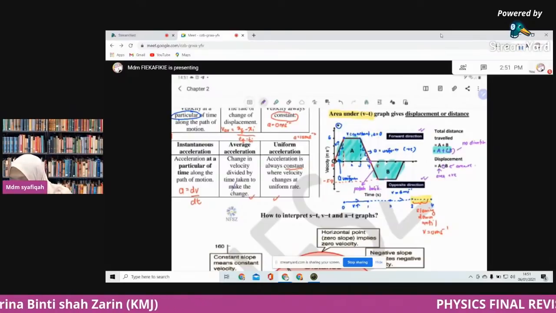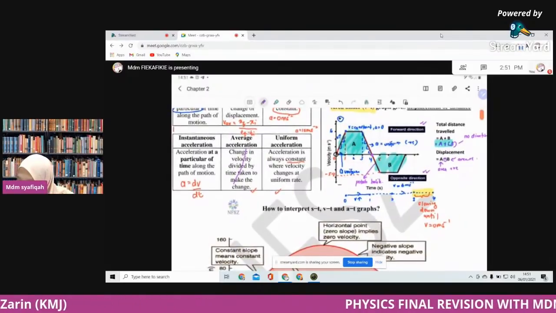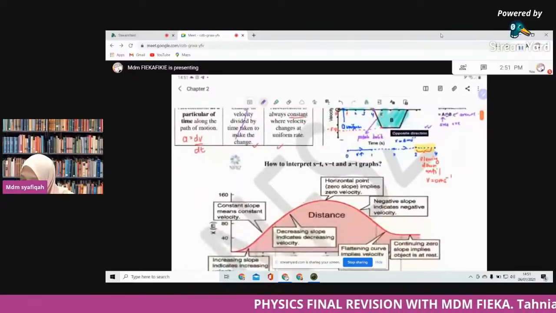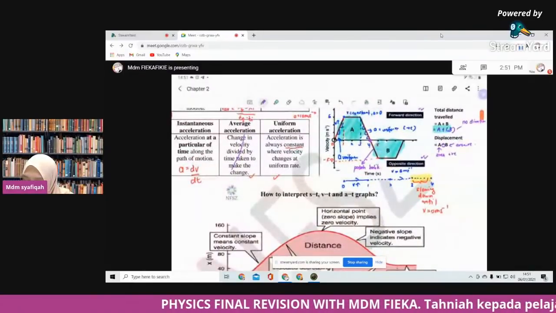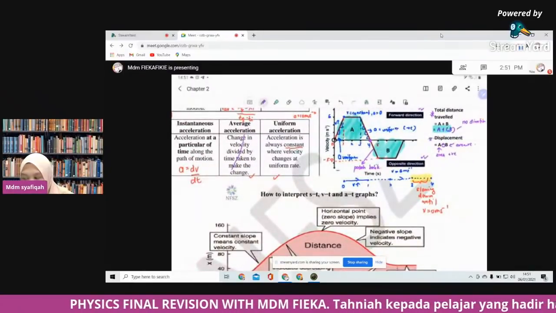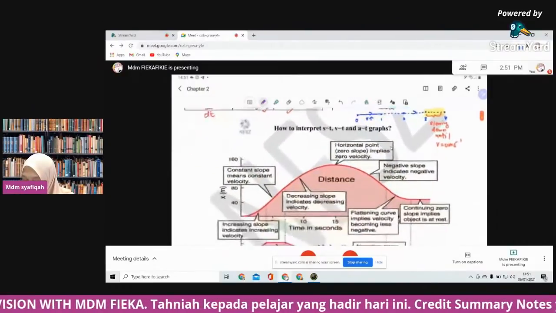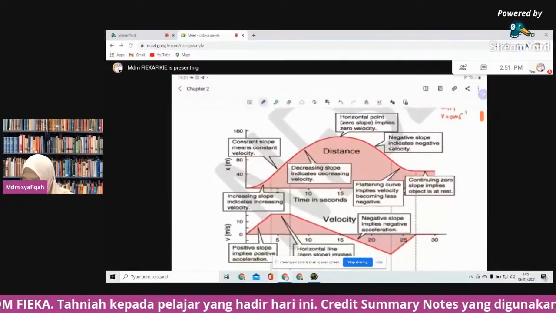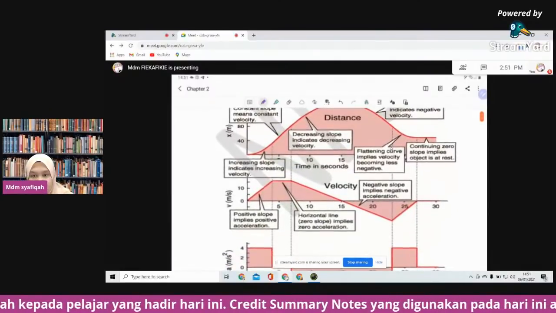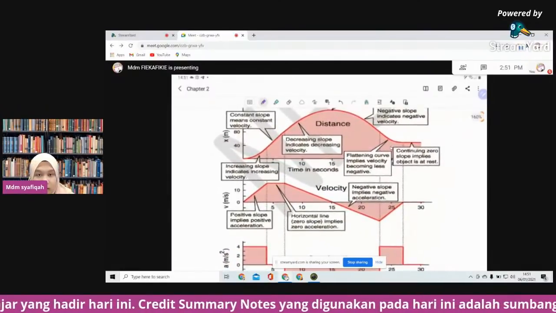Okay. So now next. Okay, yang ni mesti tahu beza antara distance dengan displacement. Jangan salah jawab. Okay, ini graph. Okay, kita ada 3 graph yang you mesti tahu. Saya kecilkan sikit.